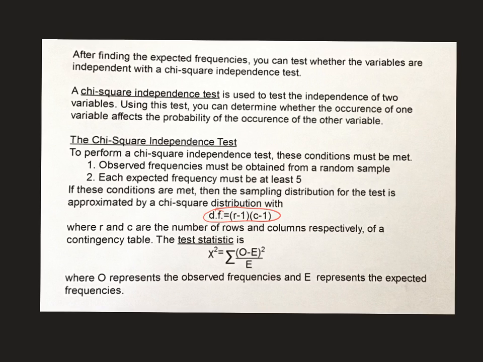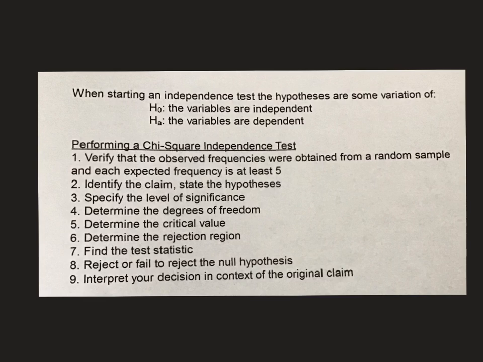Your test statistic is the exact same thing as it was in section 1. The sum of our observed values minus our expected values squared divided by our expected values. So that's not going to change. We're going to do the exact same thing that we did before. So when we start an independence test, your hypotheses are going to be some variation of H0 being that your variables are independent, HA being that they're dependent. So you're not going to want to say the variables, you're going to want to say what they are, whether that's concerns of travel and reasons for travel or something completely different.